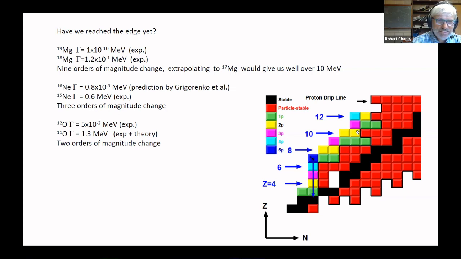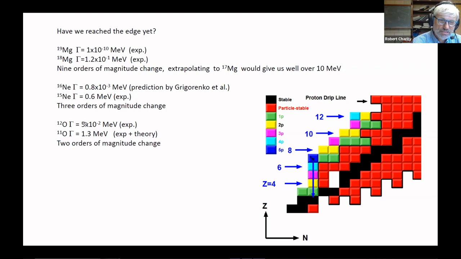The neons, we don't know the width of neon 16. This is a prediction from Grigorenko. This is neon 15 measured at GSI. There was 3 orders of magnitude in going from here to here. We're already at 0.6 MeV. 1 order of magnitude would take us basically to the limit I talked about. So unlikely, I think.